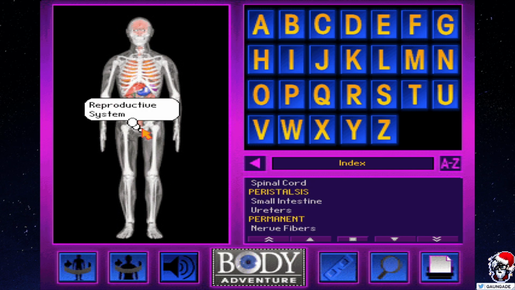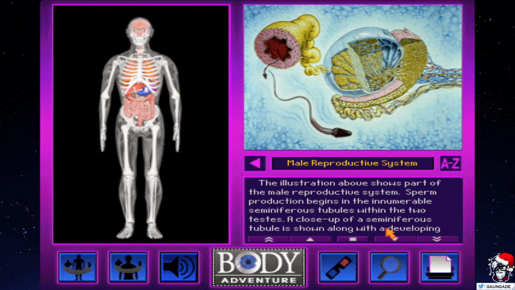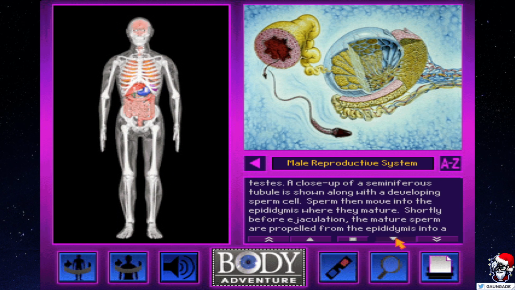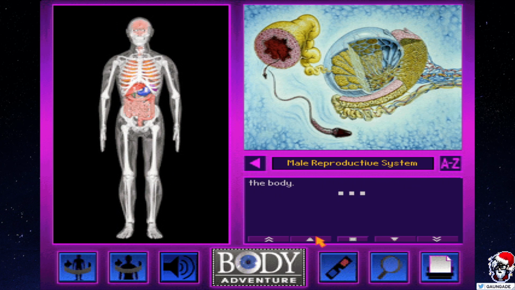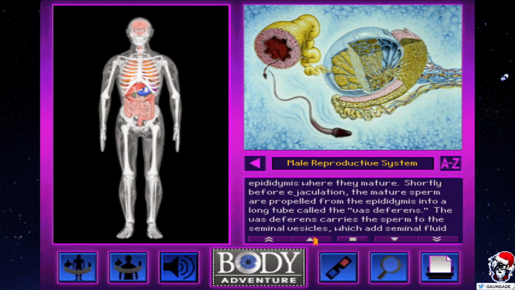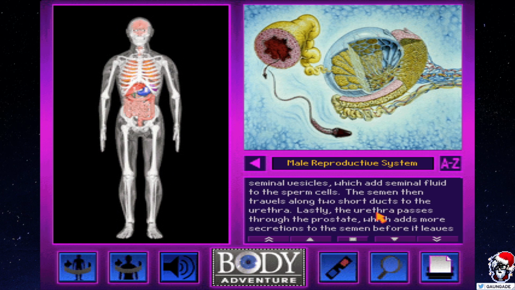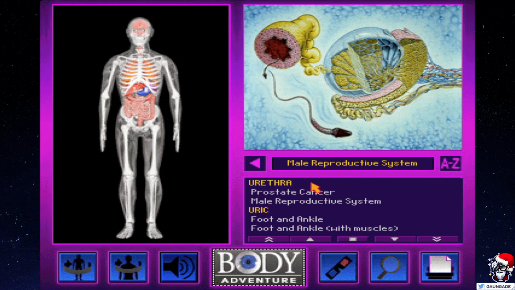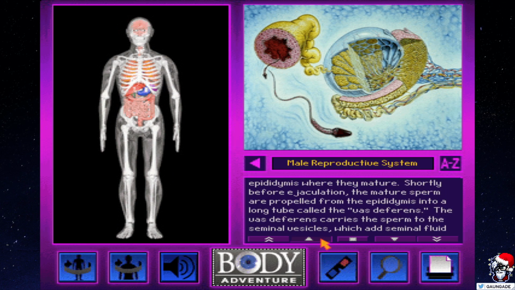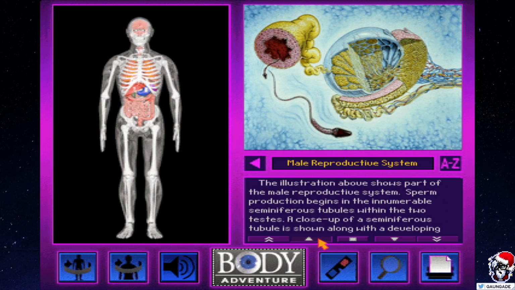But never penis. Male reproductive system. The illustration above shows... I know. No way, no how they're gonna say penis in here. The urethra. Closer. No way, no how.